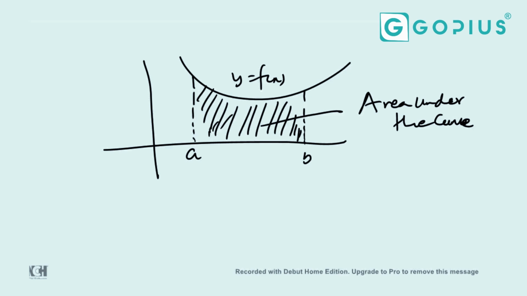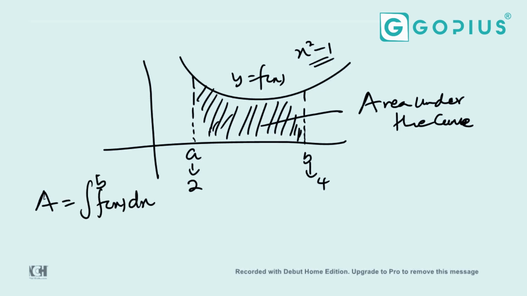So let's assume this curve was x squared minus 1, for instance, and we are asked to find the area under this curve when a is equal to 2 and b is equal to 4. That means the area under the curve is the definite integral of f of x dx from a to b, which means the definite integral from 2 to 4, upper is 4, lower is 2, of the function x squared minus 1 dx.